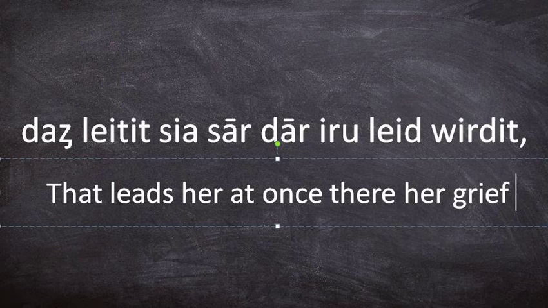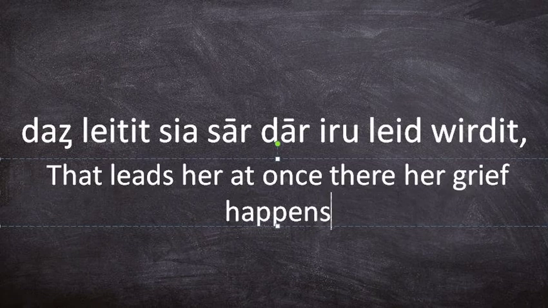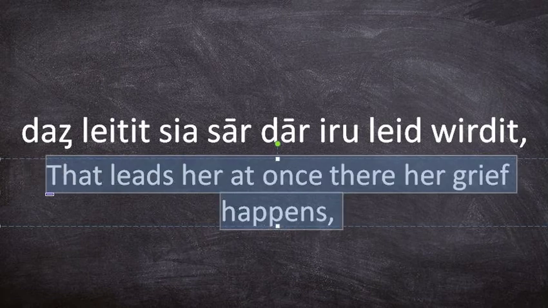Then wirdit, it's from werdan, which means like to be, to happen, to become. So as a quick translation, that leads her at once, her grief happens, or grief becomes, or grief is, if you will.